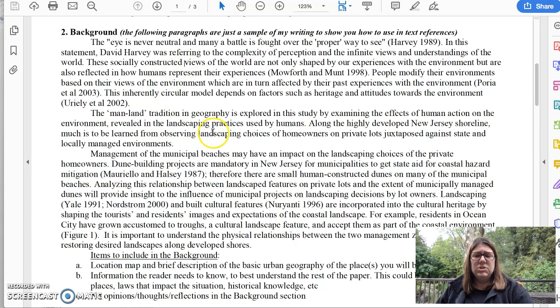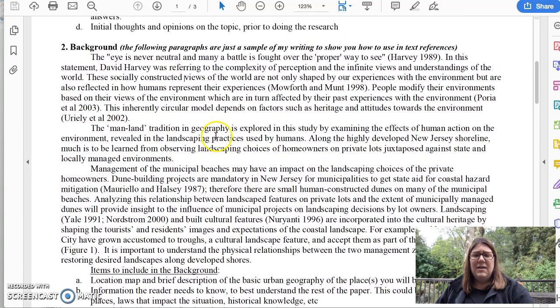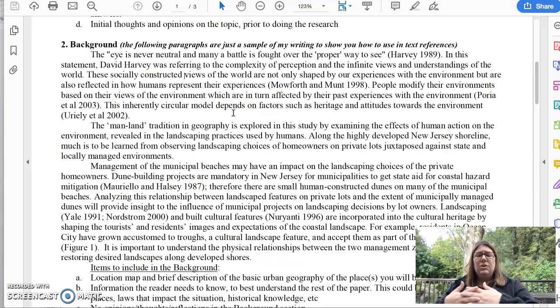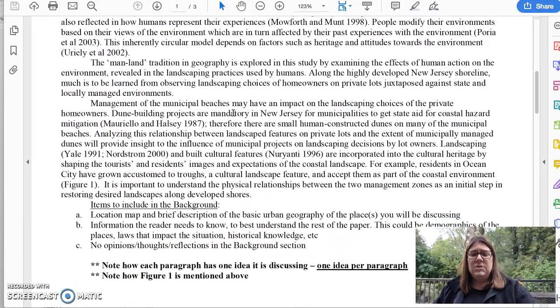Okay? So each paragraph should have 2 or 3 sources minimum. They should be different sources. You should be integrating your sources that you've learned from different journal articles and books and so forth. Okay?